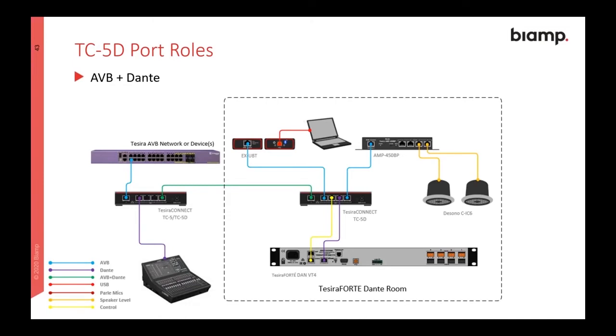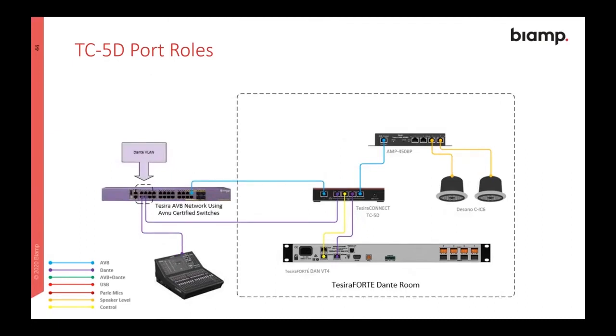But let's say you didn't have that option, then you can consider creating VLANs. On that switch, on that AVB network, if you create a VLAN and disable AVB on it so that Dante gets prioritized, and then you link that back to a separate port on the TC5D, then that second port on the TC5D becomes a Dante port, and the first port becomes an AVB port. So this is also a valid configuration.